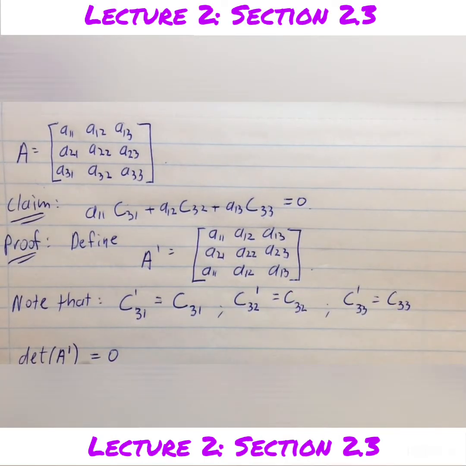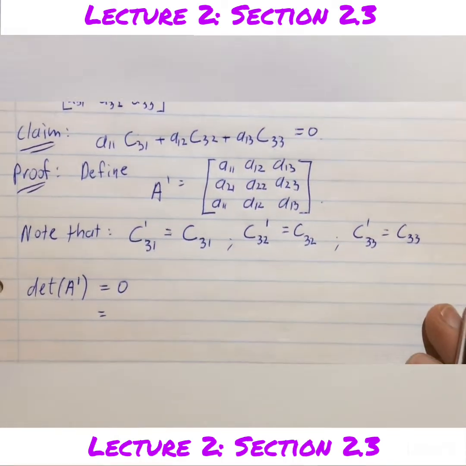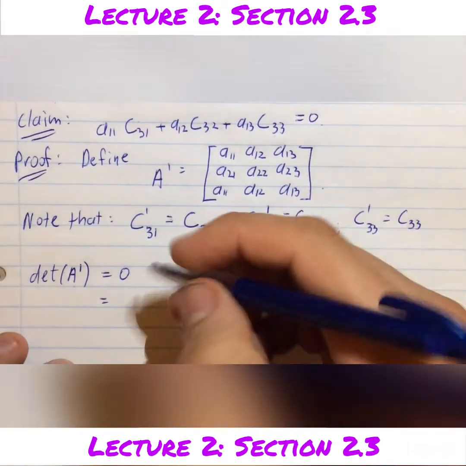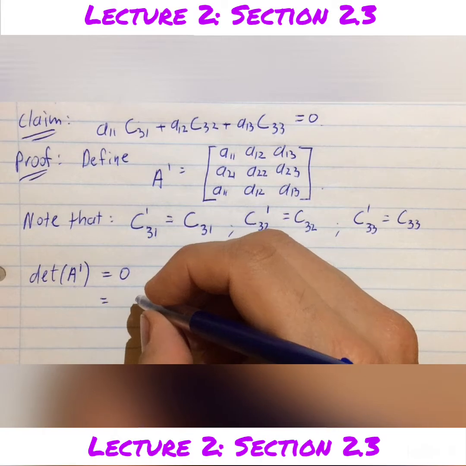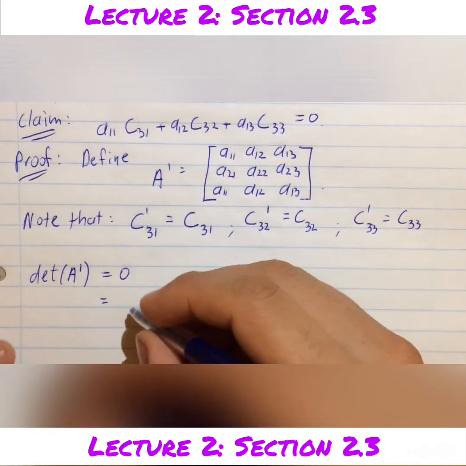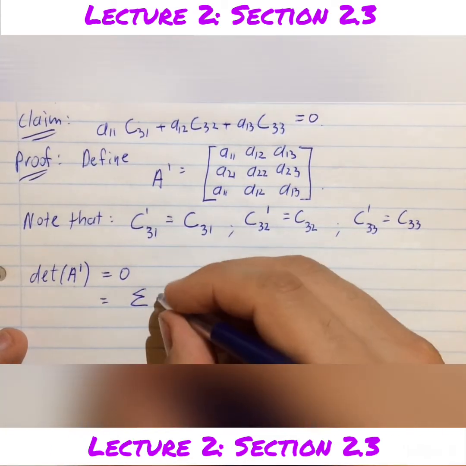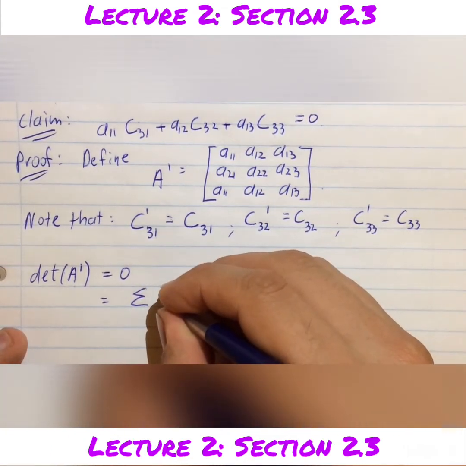But the determinant of this matrix A prime can also be written in a different way. If we expand along the third row, so if we look at the cofactor expansion along the third row, what do we do?